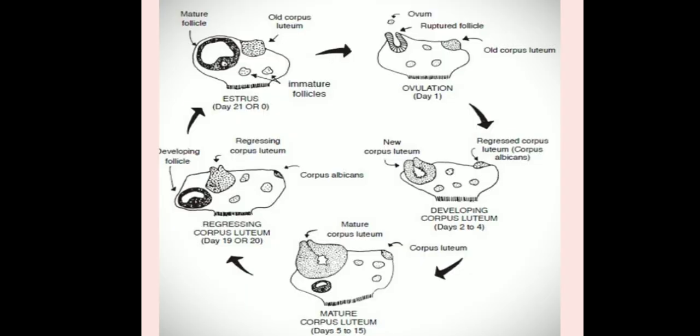This image shows you the corpus luteum, the ovum, the ruptured follicle. This all shows you the evolution stage, the developing stage, the mature corpus luteum, and when it gets ruptured. This graphical image shows you the corpus luteum, ovulation and the whole estrous cycle.